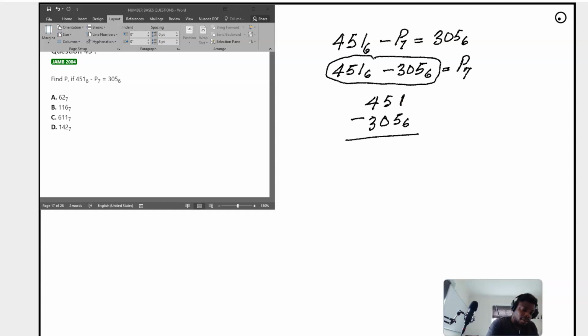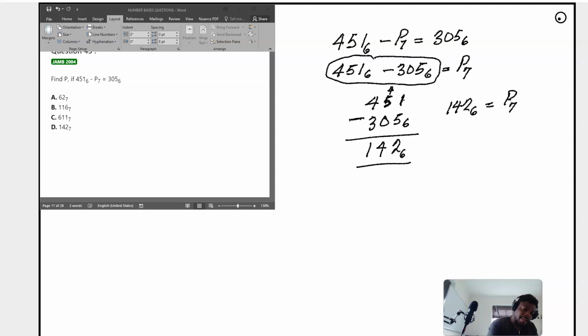Remember, 1 minus 5, I need to borrow 1 from 5, so this is 4. The one I borrow becomes the base, which is 6. 6 plus 1, 7. 7 minus 5, 2. 4 minus 0, that is 4. 4 minus 3, that is 1. So I have 142 base 6 is equals to P base 7.